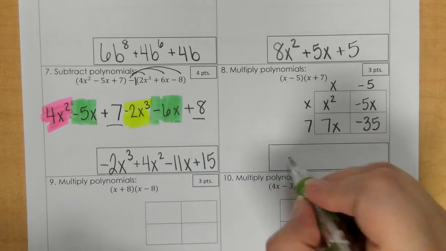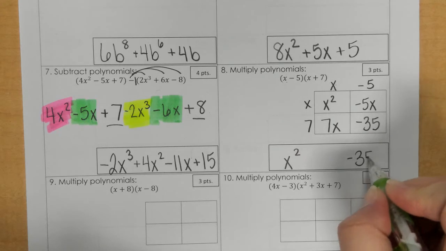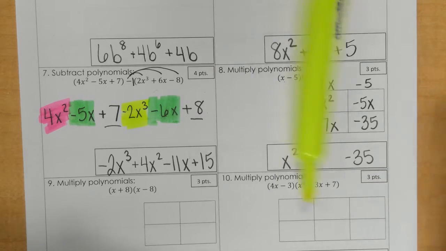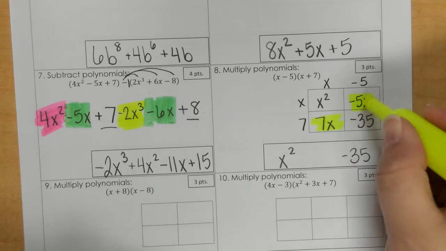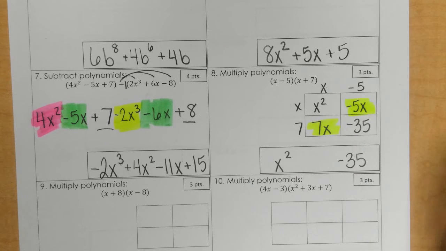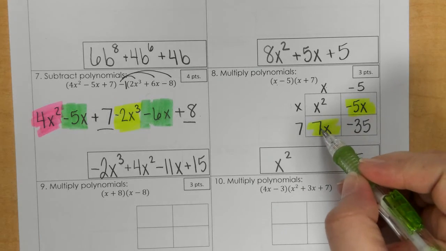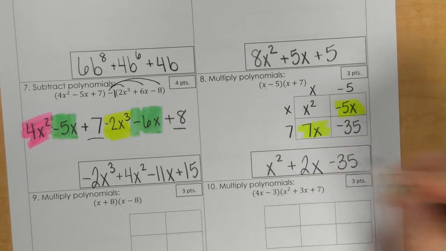So x squared and the negative 35, they have nothing to combine with. So they're at the ends here. But we see that the 7x and the negative 5x, they're on the diagonal. They combine because they have the same variable with the same exponent, x to the first, x to the first. So if I combine them, 7 minus 5 would be positive 2x.